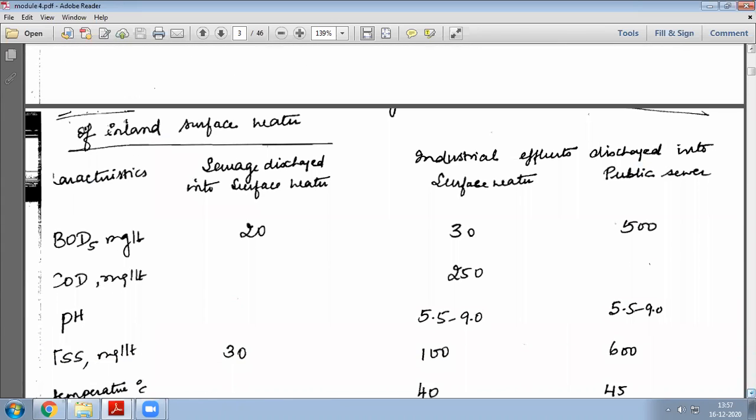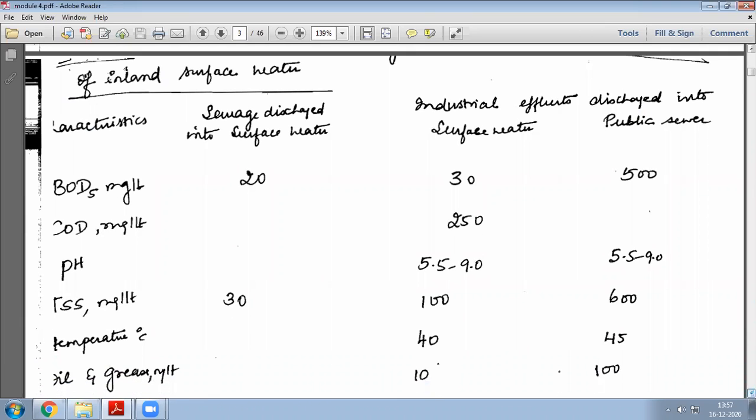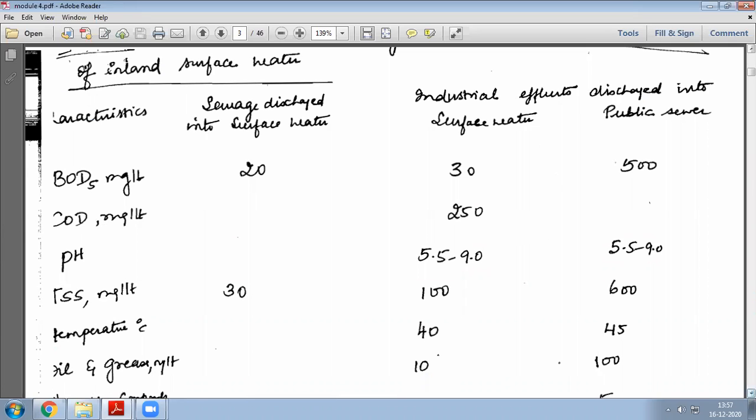Okay. So these are some limits. You already wrote all this in your record, I think. So here also it's coming. You might have to remember this for your viva. This is the IS standard. It says how much the limit has to be. For BOD, it has to be 30.